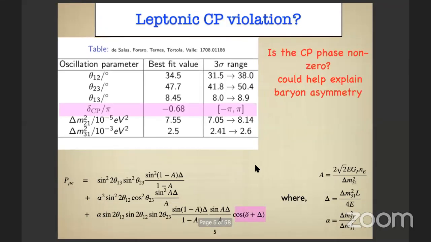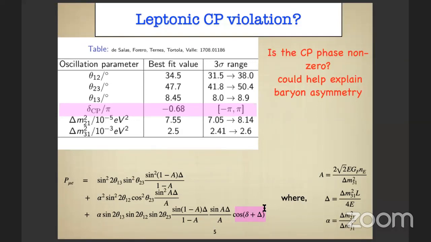Okay. So the first of these unknown parameters is the CP phase, delta CP. You can see that though there is a best fit estimated value of around minus 0.68 pi, its error lies in the whole allowed range of minus pi to plus pi. So it can take any value within this range, which is basically the entire allowed range.